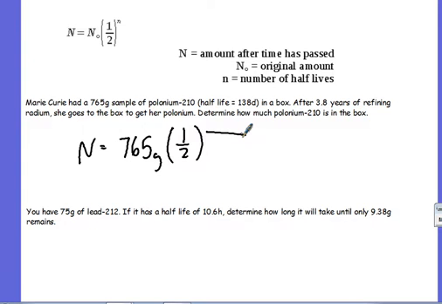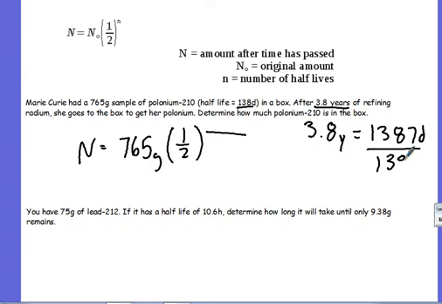Now here, we're looking for how much is remaining after 3.8 years. 3.8 years is not the amount of a half-life. A half-life is 138 days. However, I can do some simple calculation. 3.8 years times 365 is 1,387 days. Divided by 138 days per half-life gives me 10.05 half-lives. So I can calculate this.